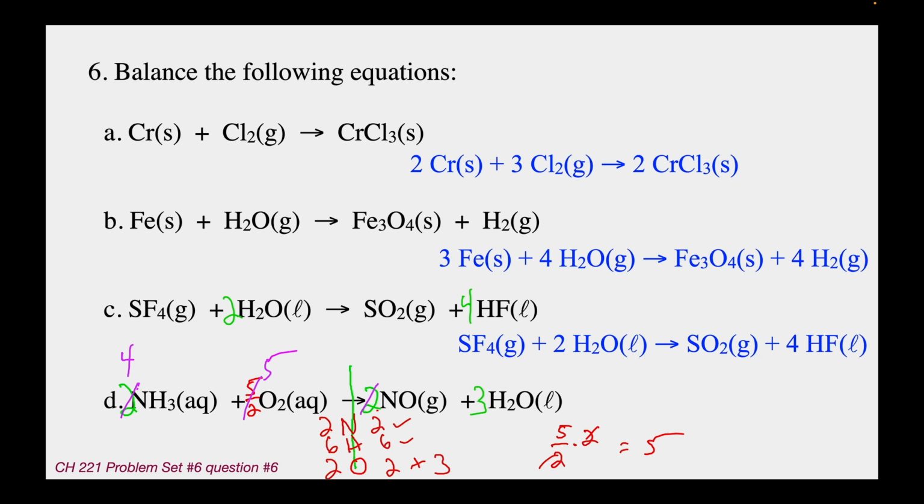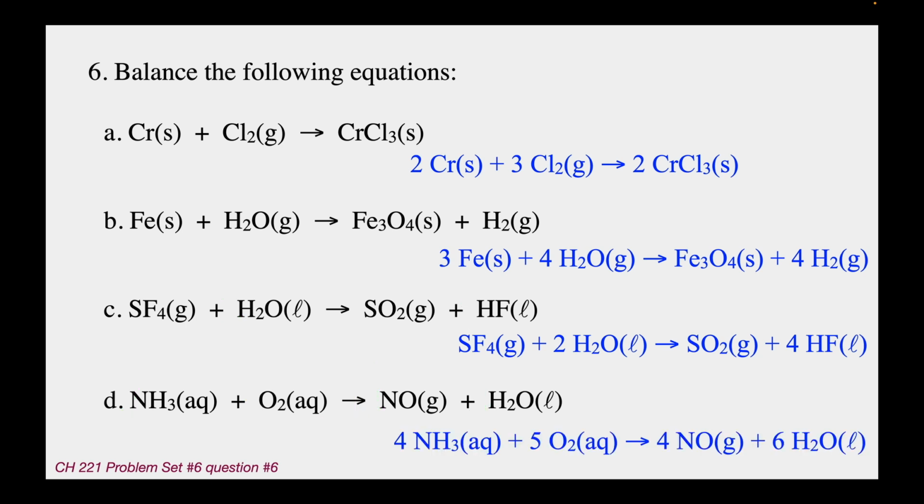The 2 of NO times 2 would be 4, and the 3 times 2 would be 6. So 4, 5, 4, 6 should give you a balanced reaction. And sure enough, that is the answer to this problem. 4 NH3s, 4 ammonias plus 5 oxygens makes 4 NO plus 6 waters. So hopefully these will give you an idea of how these work out.